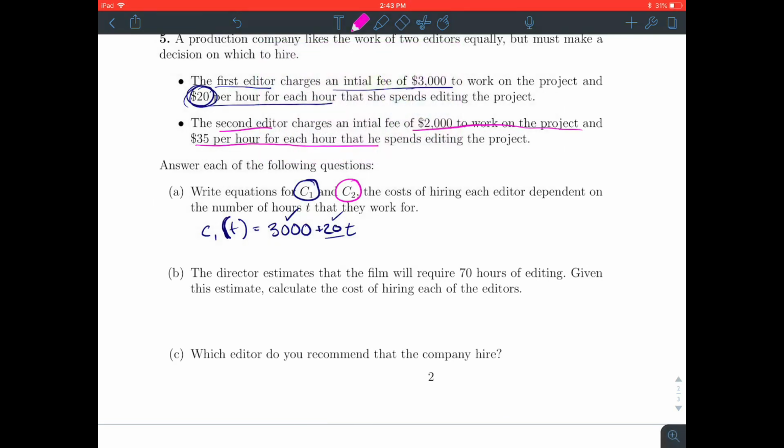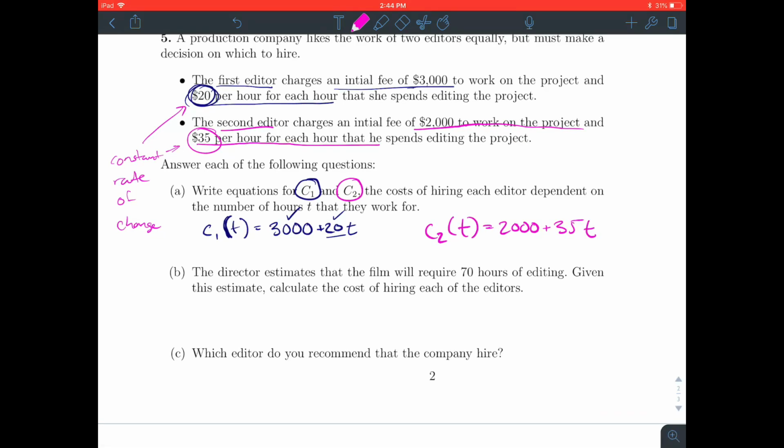Similarly, our pink editor is also a linear equation because he makes $35 every hour. So his cost of hiring is always going to increase by $35, a constant rate of change for every hour that he works. I'm going to point to this one too because it's also constant. So the cost of hiring the second editor as a function of time t is that the editor starts with $2,000, and for every hour they work, they make $35, so 35 times the number of hours that they work.